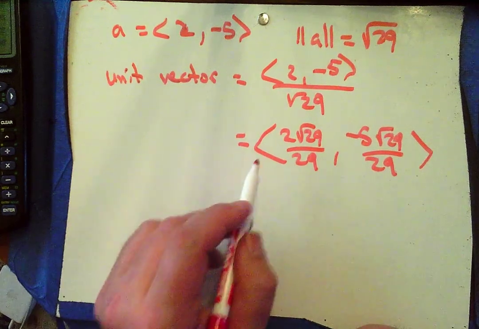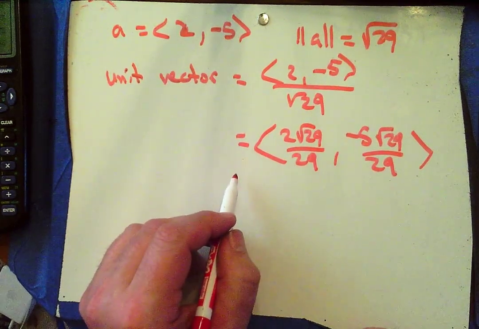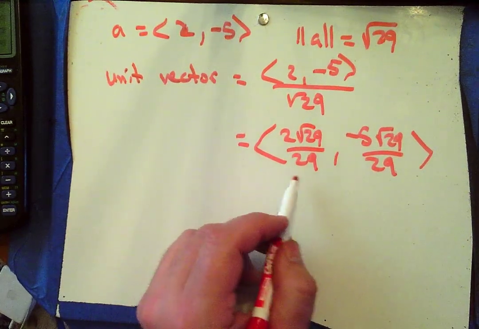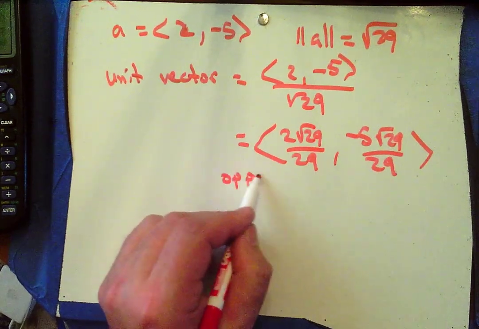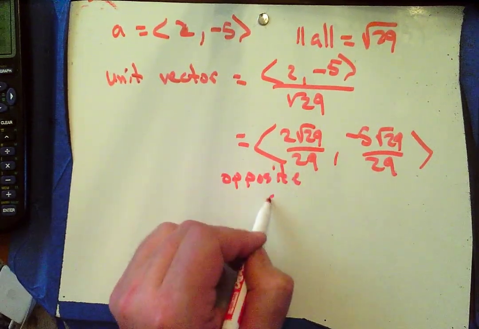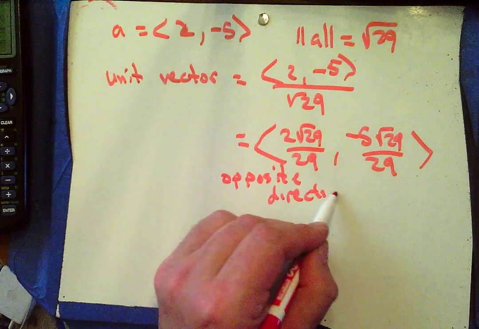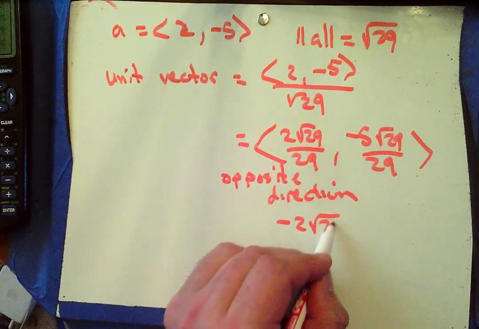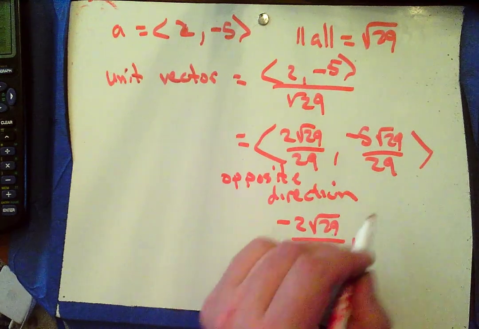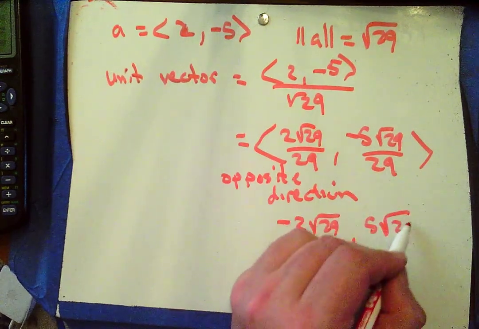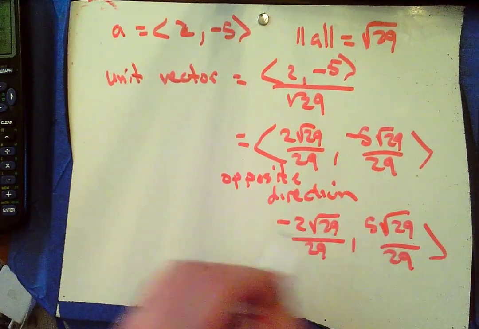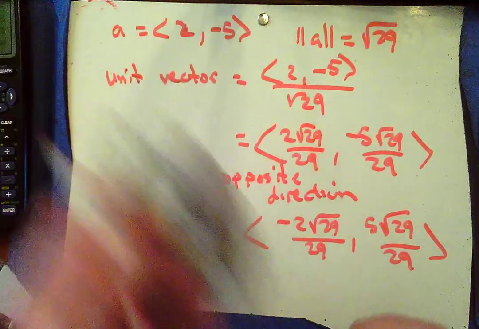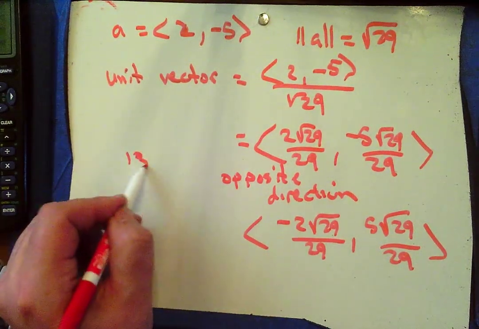Now, what if we want to go in the opposite direction? We want the unit vector in the opposite direction. If we want the opposite direction, then we change these signs. We want negative 2 root 29 over 29 and positive 5 root 29 over 29. All right, there's problem 18.